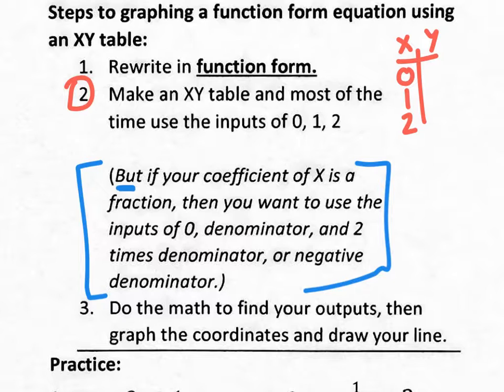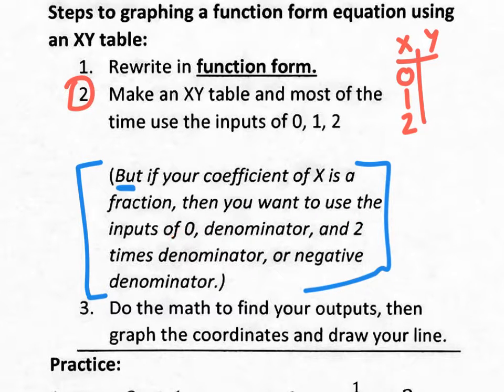if you look at your coefficient of x and you see a fraction, then you want to use the input 0, the denominator, and 2 times the denominator, or negative denominator. Again, if you think, what is coefficient? That's the number in front of x. Once you have it in function form, if your number in front of x is a fraction, then you don't want to use 0, 1, and 2.